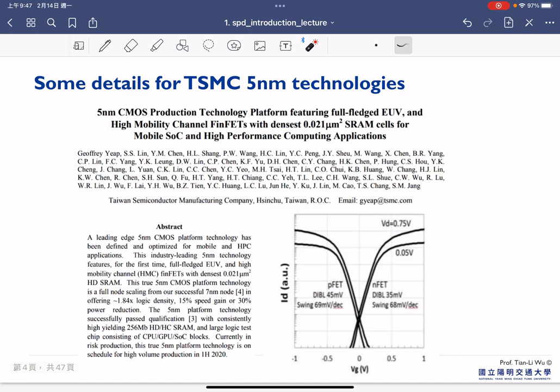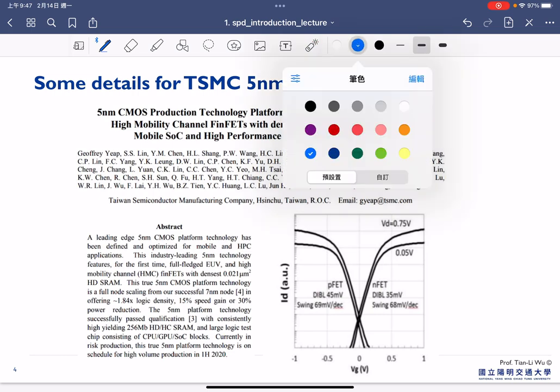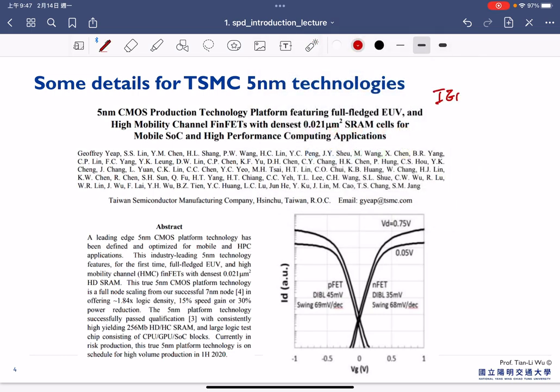So here are some details for TSMC's 5 nanometer technology. You can see some keywords. This is the paper published in IEDM 2020. Some previous work we have mentioned is already written in this title. The title is 5 nanometer CMOS production technology platform featuring full-fledged EUV. So you can see that the EUV we mentioned before is already there.